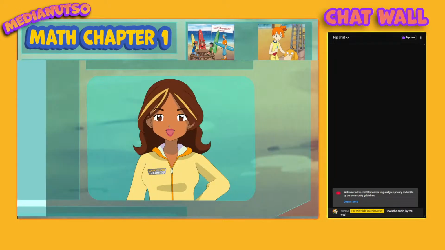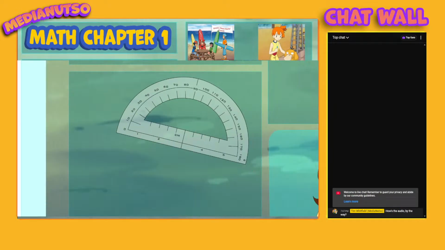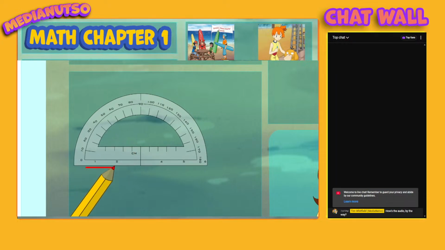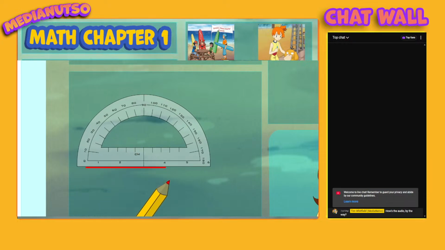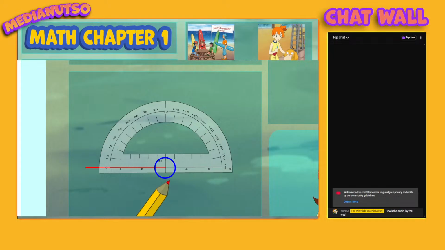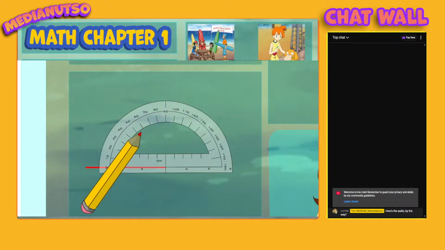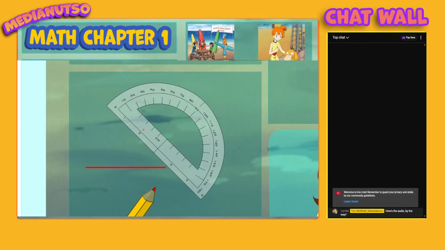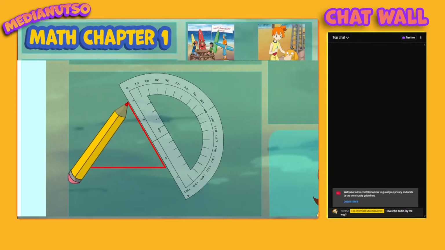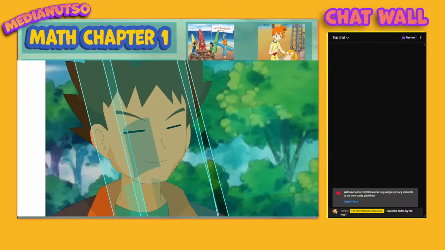Right. Now to draw with a protractor. First, you draw the bottom line of the angle and place the arrow in the protractor where the vertex of the angle will be. Okay. Then find the degree for your angle on the scale. Let's use 60 degrees. That works. Make a mark at 60 degrees. Then draw a straight line between the vertex and that mark. That makes it simple. Hey, that's pretty cool.